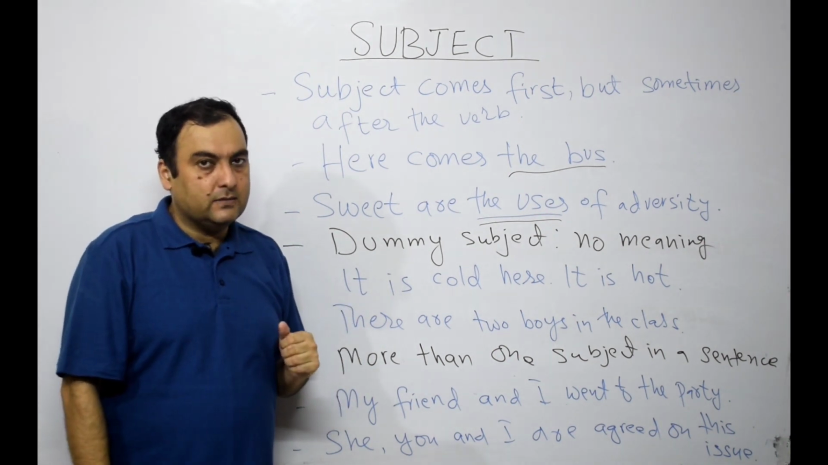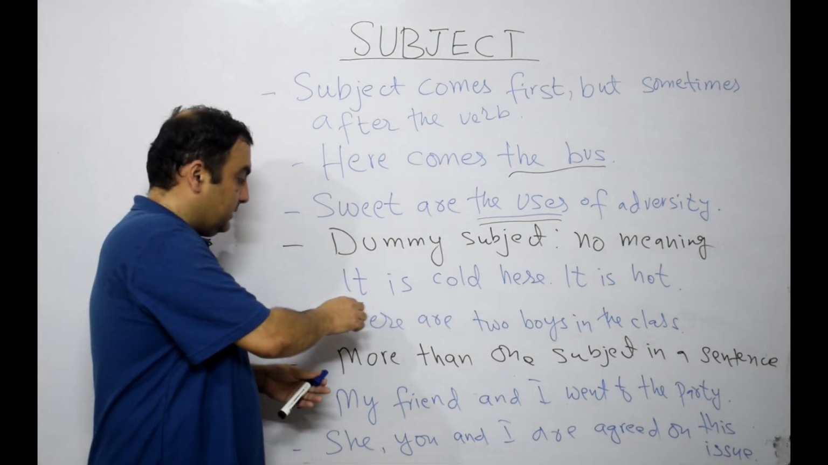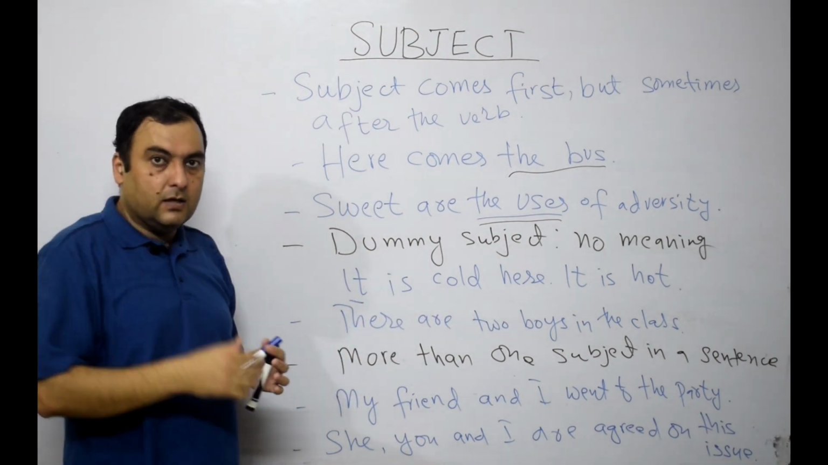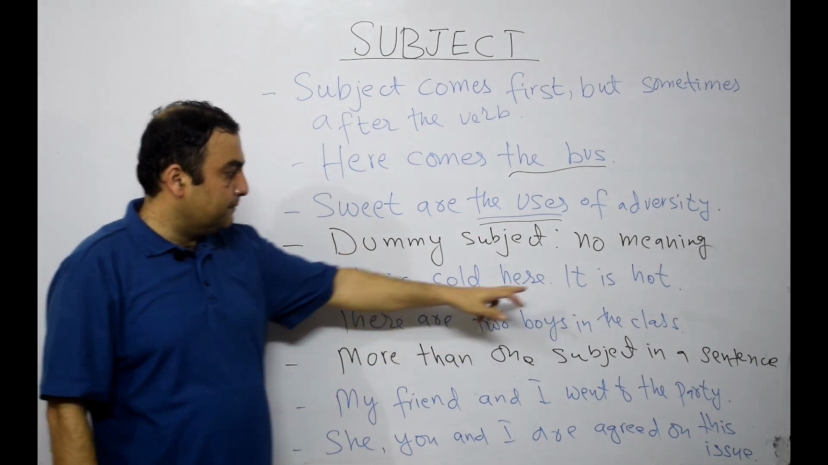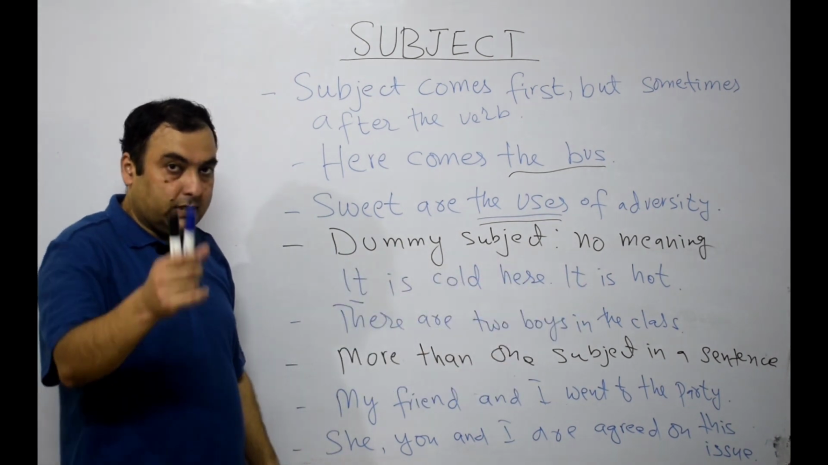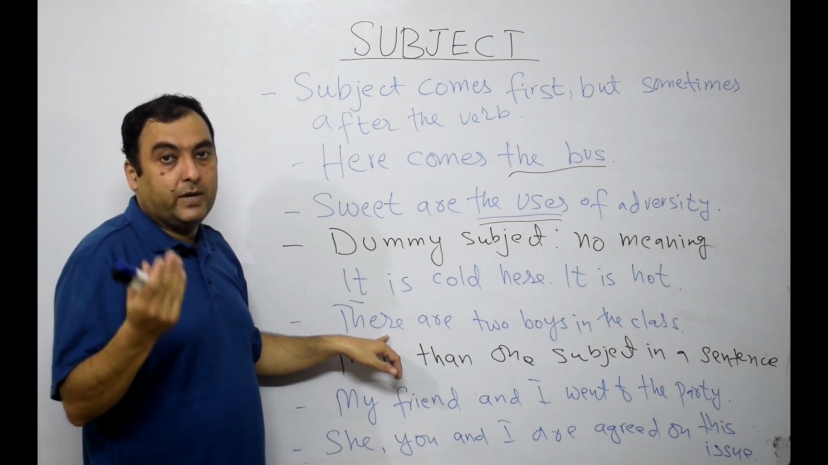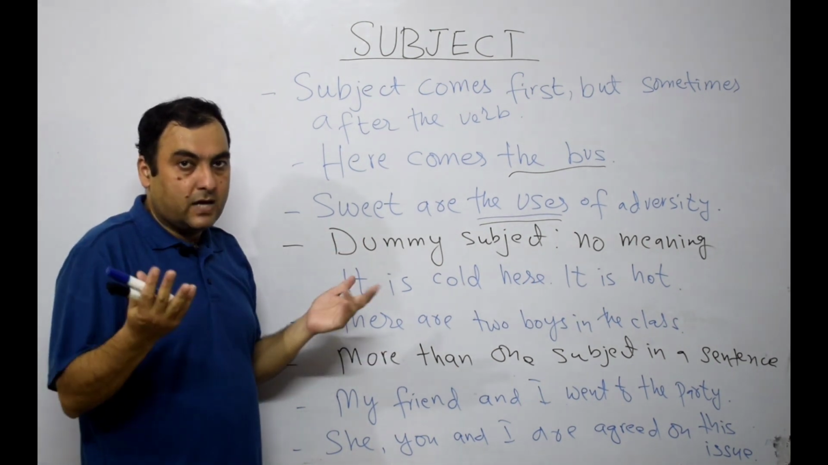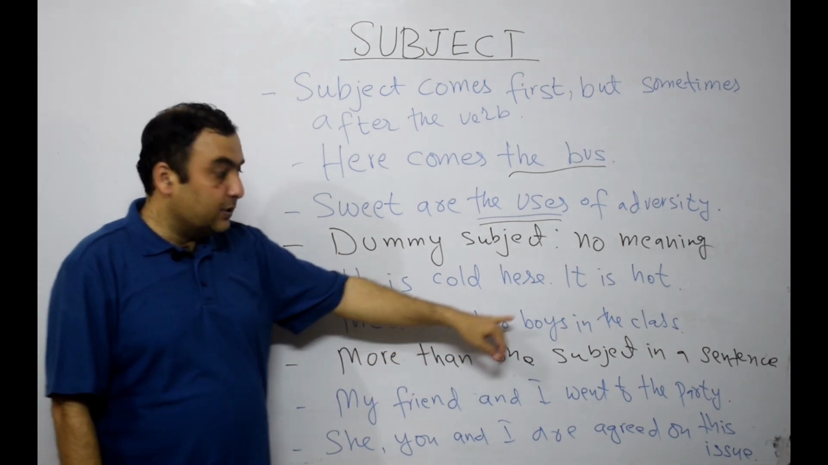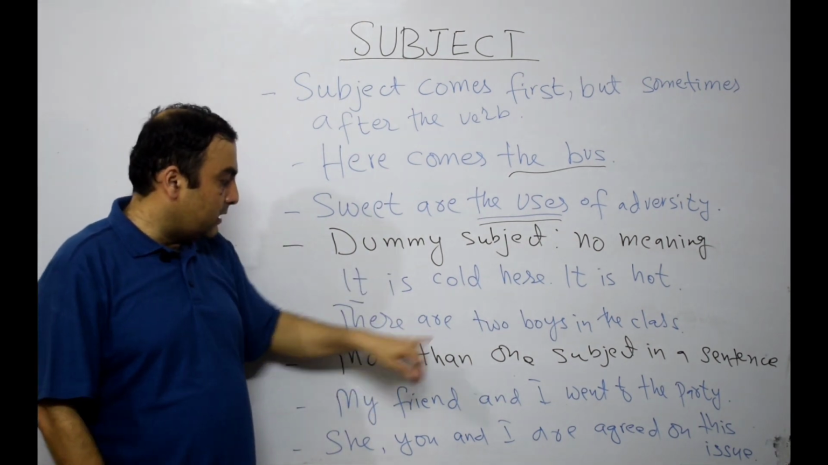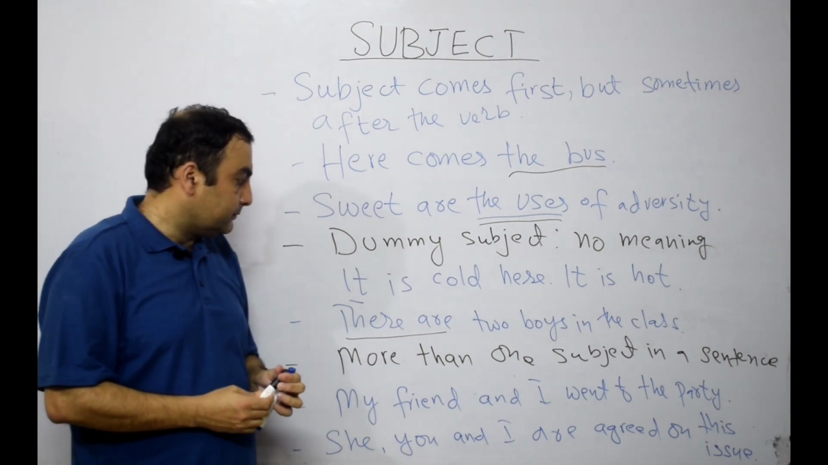And we have a few dummy subjects in English. For example, a dummy subject is it. It is cold, it is hot, for example. So it has no meaning here, but we still use it. It is hot, for example. So it is a dummy subject. There is, there are, there were, there have been. These are dummy subjects in English. They have no meaning, but we still use them to make a sentence grammatical. So there are two boys in the class, for example. So there are is the dummy subject. No meaning, but we still use them.